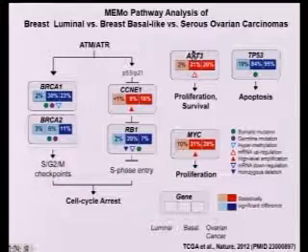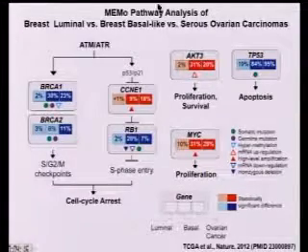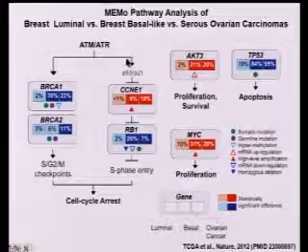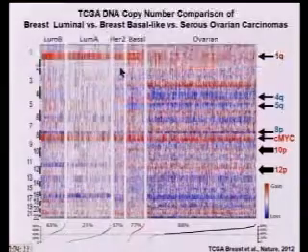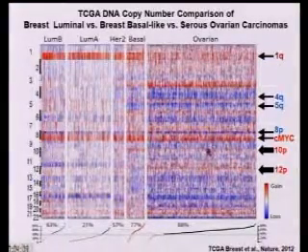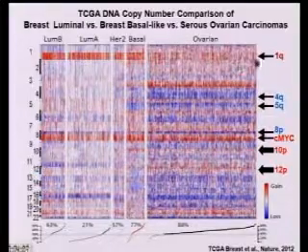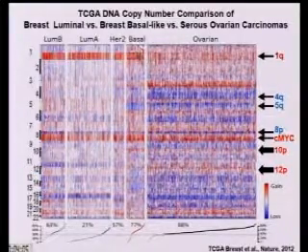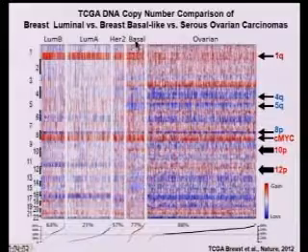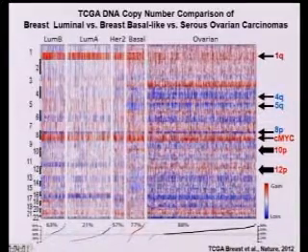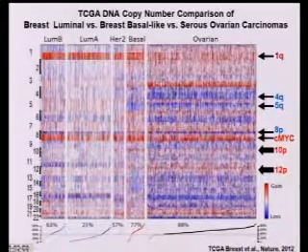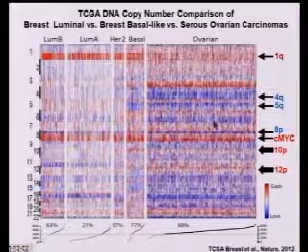gain of AKT3, hinting there are similarities between these two cancer types, which also extended to the DNA copy number world, where we could see that many of the amplifications that were characteristic of basal-like cancers, including 10p, 12p, were also present in ovarian cancers.